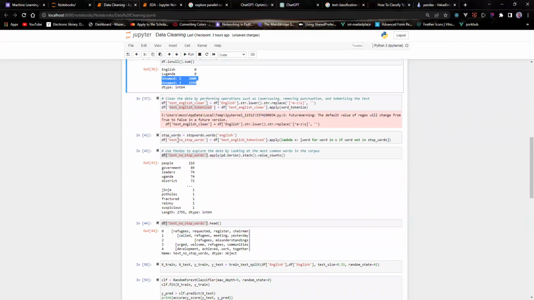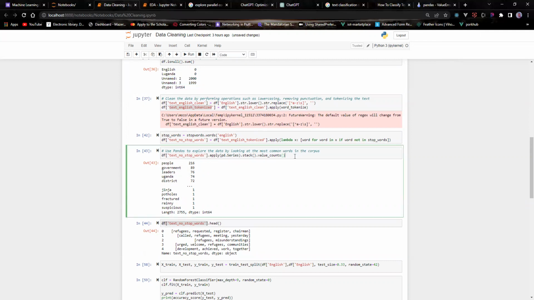Then I performed some cleaning to remove stop words. Stop words are words that usually carry no meaning during translation. Words like they, what, you, so many words that don't carry meaning during translation. So I had to clean them. As you can see, after cleaning, you don't see words like they.